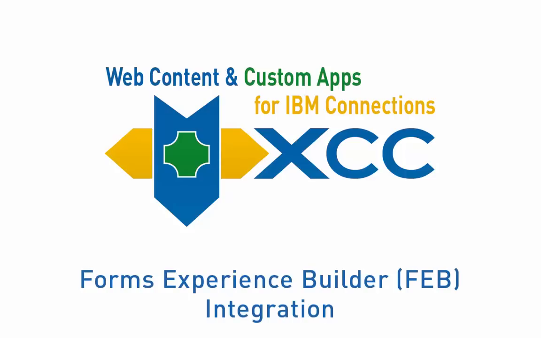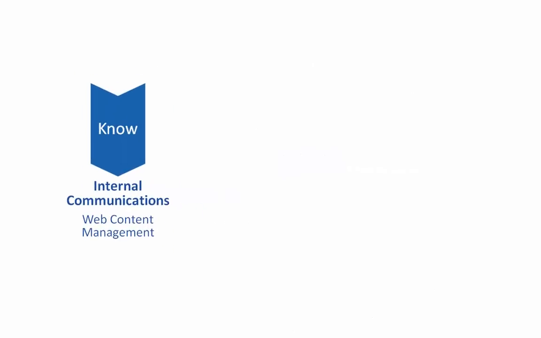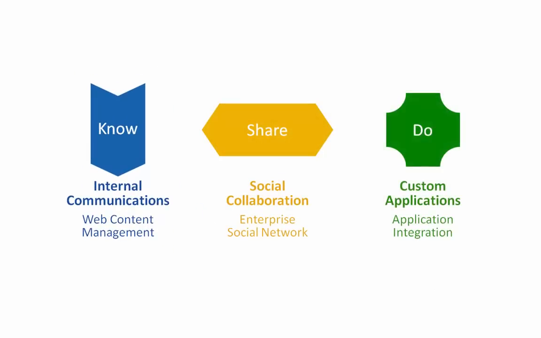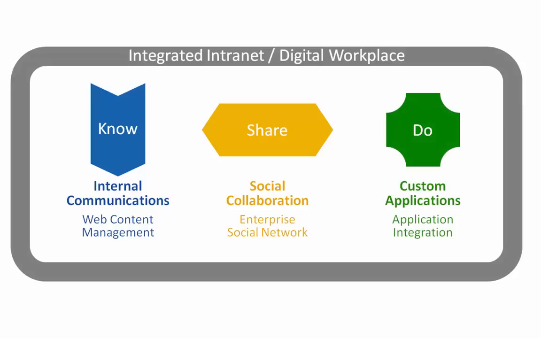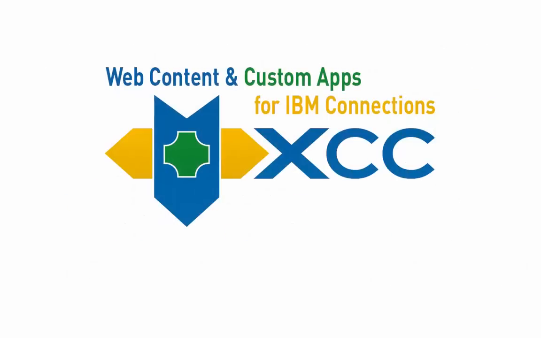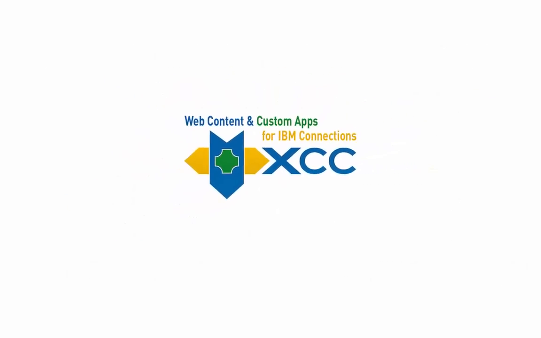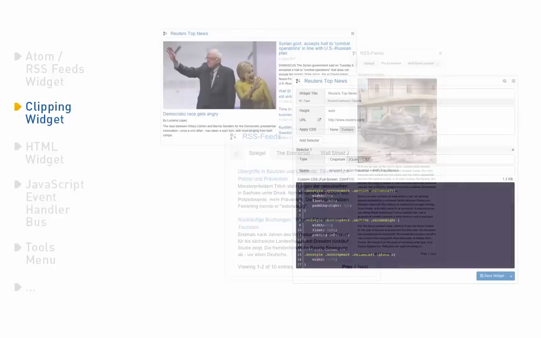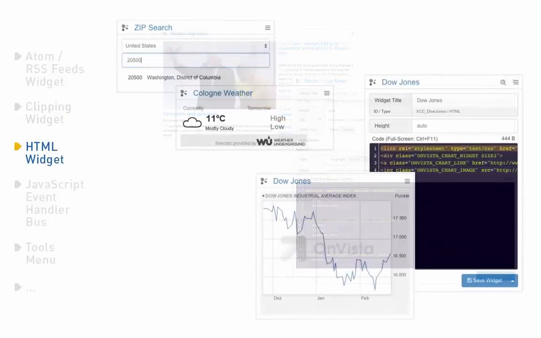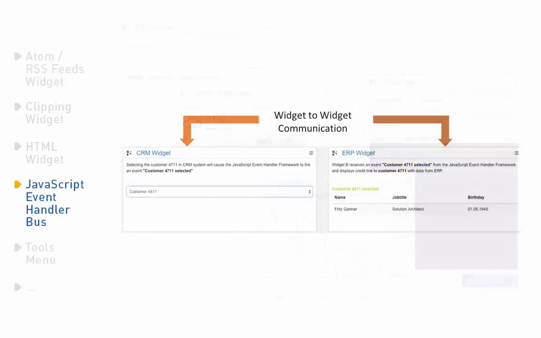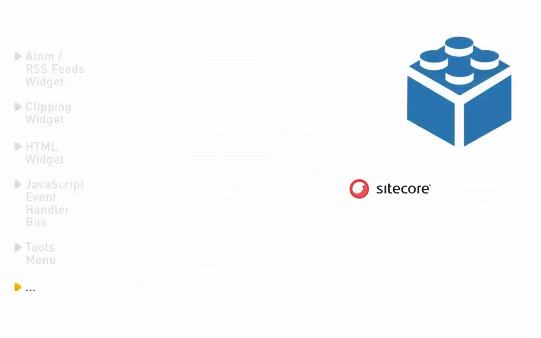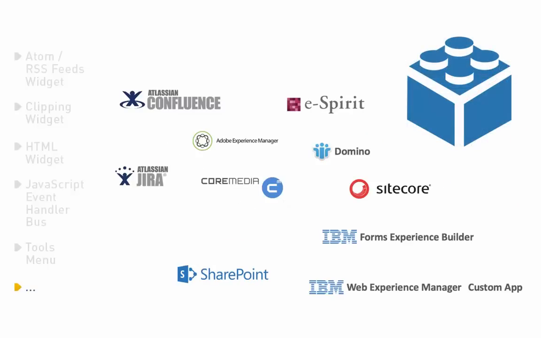A good intranet needs to integrate internal communications, social collaboration, and custom applications to become a fully operational digital workplace. XCC already offers many ways for integrating custom applications. There is the Atom RSS Feeds widget, the Clipping widget, the HTML widget, the JavaScript Event Handler bus, the Tools menu, and of course you can develop your custom widgets using the XCC API.